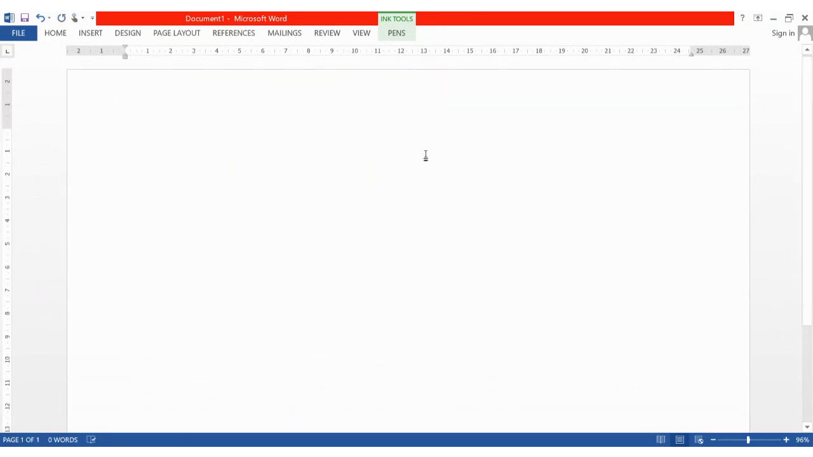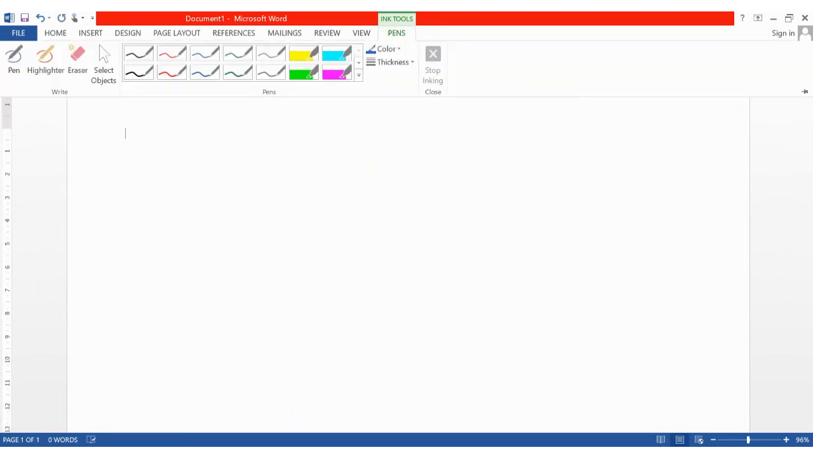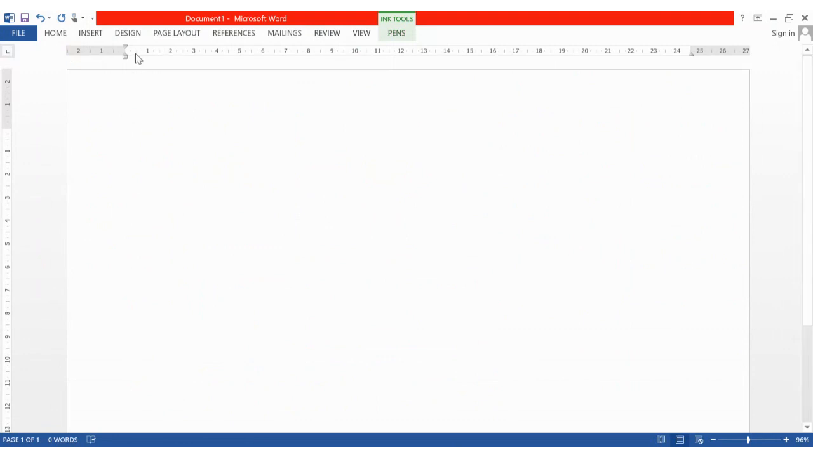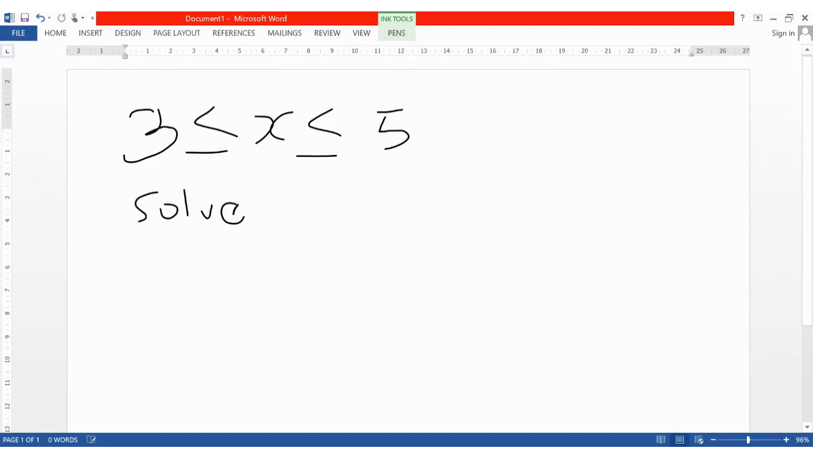To get another board. So this is where we are. We are at 3 is less than x is less than 5. This one was to assist us to solve what? To solve for this one. So we need to solve for x plus 4 in form of a constant. That's what we wanted to solve, x plus 4.